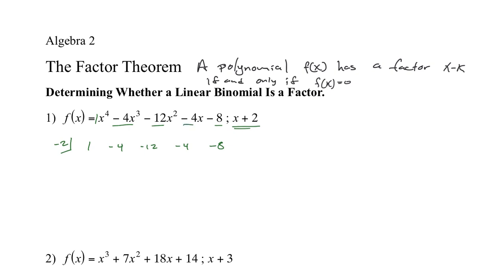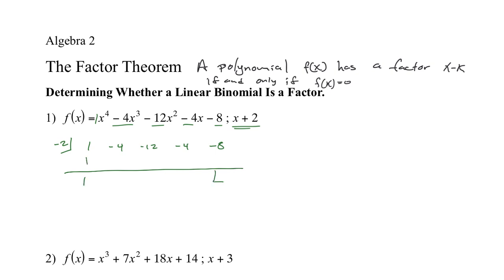For this, a couple of things to remember. We have to make sure that this is in standard form. That means my highest exponent, the degree of that polynomial, goes first, and then it should go in descending order. Another thing to keep in mind is that if we're missing any terms, we're going to add a placeholder there.